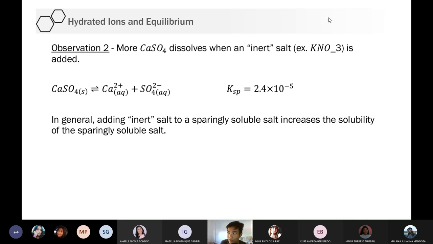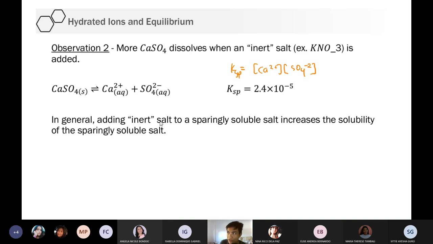Kasi kung titingnan nyo, if we have this equilibrium system for calcium sulfate, this is the KSP expression. Again, KSP is the equilibrium constant for precipitates. So how do we write the KSP for this reaction? That will be the concentration of calcium 2 plus times the concentration of sulfate ions. So this is the KSP, the solubility product constant. Imagine yun, wala namang potassium and nitrate ions sa KSP natin. Wala naman yun dun. However, the equilibrium is shifted. Nagbabago yung equilibrium. So, yun yung pinagtataka nila.